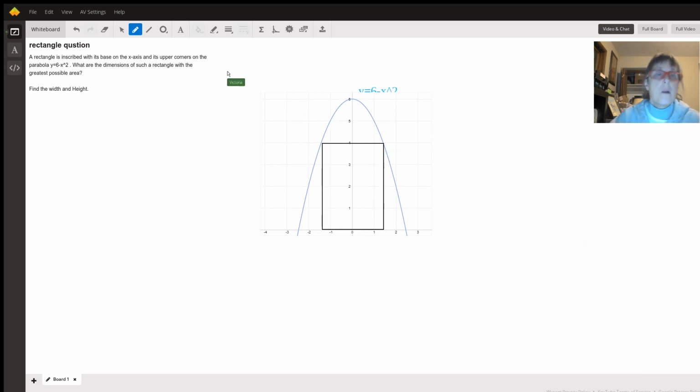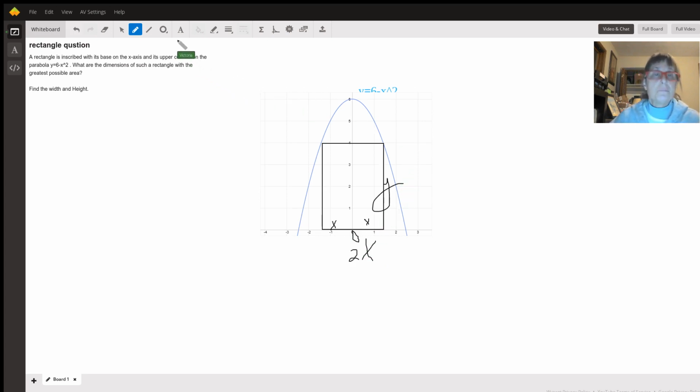Okay, so this dimension here is y. If we want to make our lives easier, this is 0. So I'm going to go x in the positive direction and x in the negative direction. So this dimension is actually 2x.